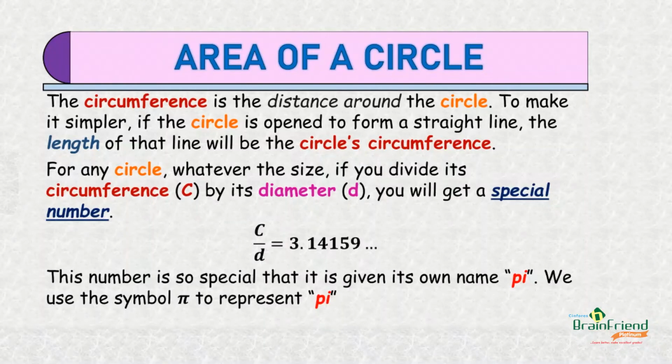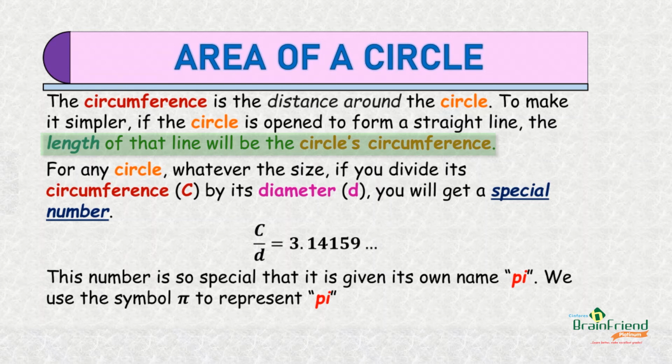Now, you've heard me mention the circumference of a circle a couple of times. What is the circumference of a circle? The circumference of a circle is the distance around the circle. To make it simple for you, if you open a circle and form a straight line, the length of that line is the circumference of the circle.